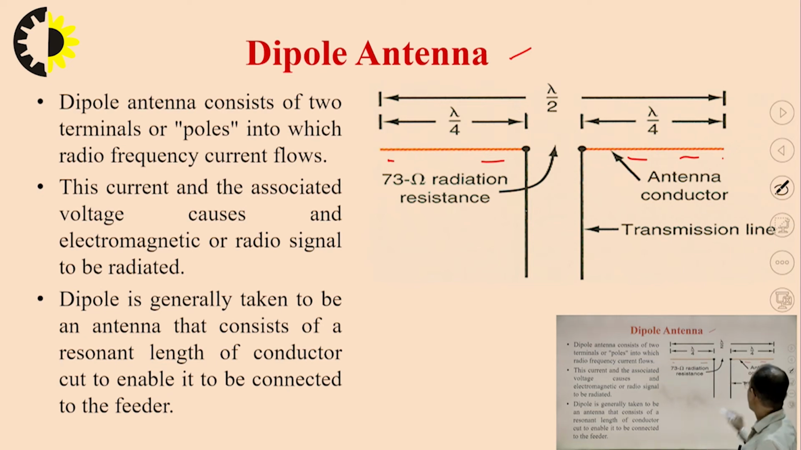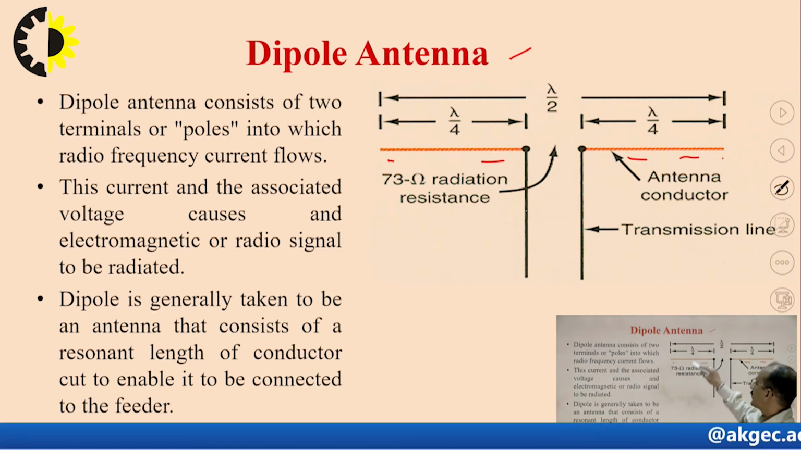It is fed by the transmission line with the 73 ohm radiation resistance. Then the current and the associated voltage cause an electromagnetic or radio signal to be radiated. When you apply that transmission line power to this antenna, a magnetic field will be created. That will create a current and voltage distribution throughout this lambda by 2 length, and that will create an electromagnetic or radio signal that will be radiated.